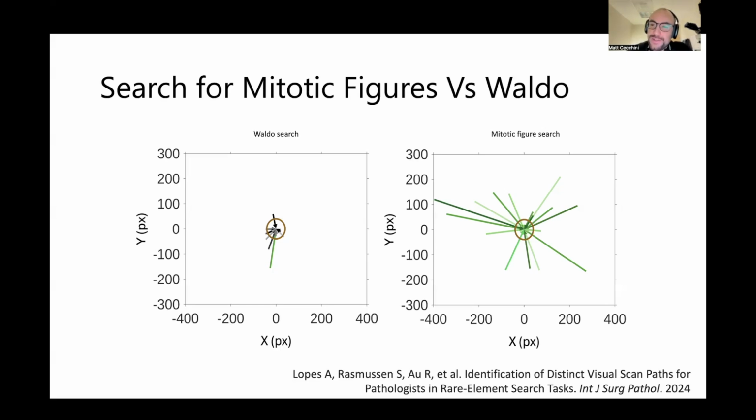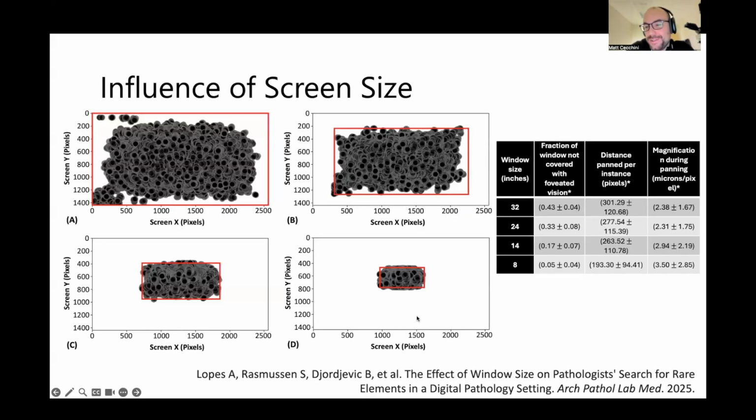Like how long does it take to do this? And you can also do things like in the study here, we looked at window size and asked, where do pathologists foveate in the window? We found that when pathologists have really large windows, they tend not to foveate their vision on the periphery, which could conceivably be a problem.